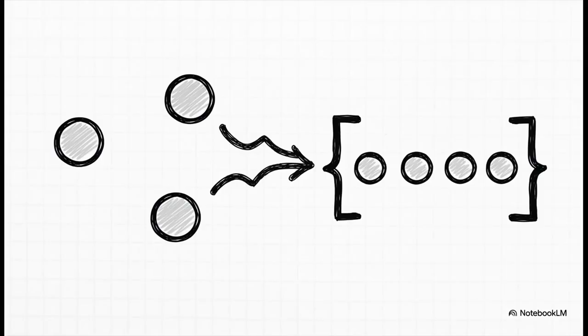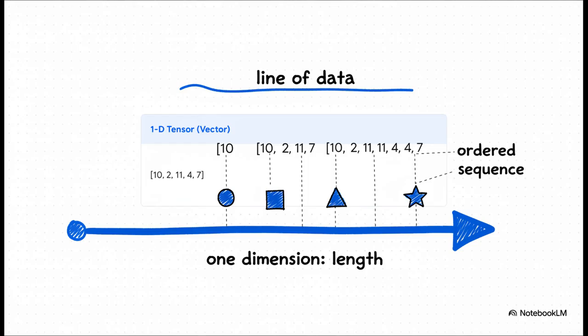So what happens when we start stringing these single numbers together? Well, if we take a bunch of these 0D tensors and line them up in an ordered list, what we get is a one-dimension tensor. You've probably heard its more common name, a vector. This is a really important step up. We've gone from just a single point to an entire sequence that has an order. This vector now has one dimension. You can think of it as length. It's no longer just one value. It's a whole line of related data points.